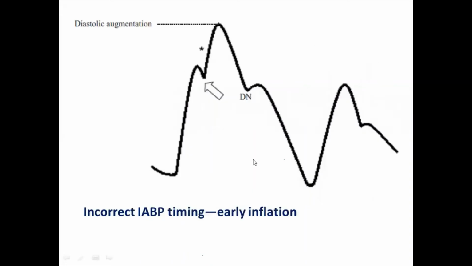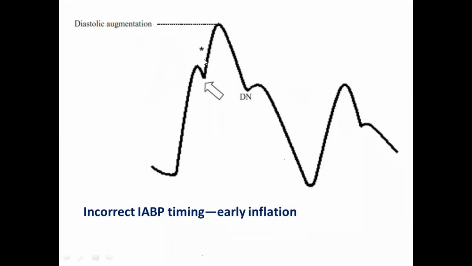For the common incorrect timing, if I have this ascending limb of the aorta and before reaching the dicrotic notch the intra-aortic balloon pump is inflated, we call this situation early inflation.